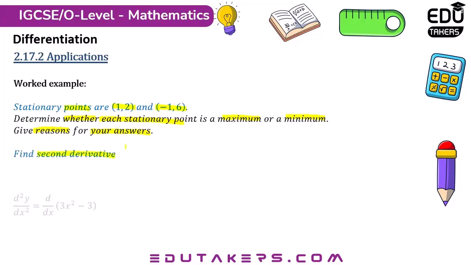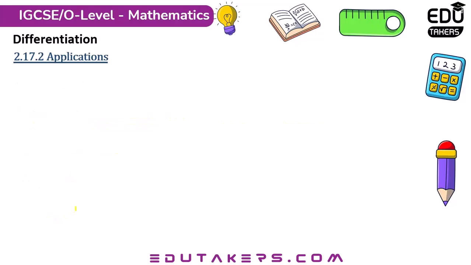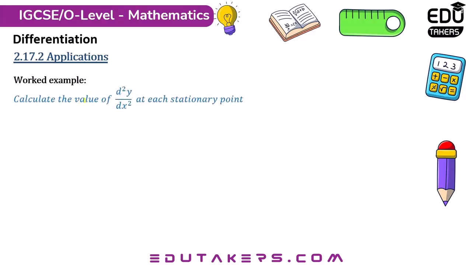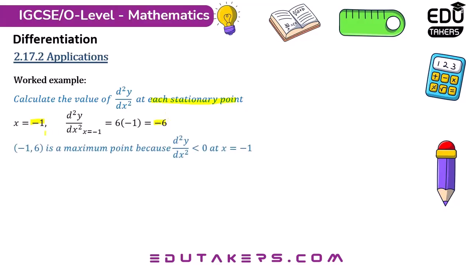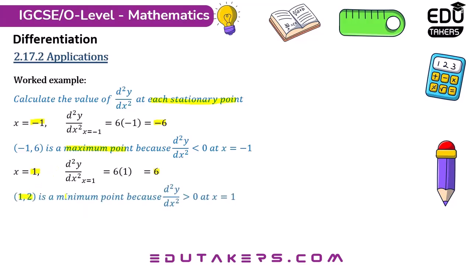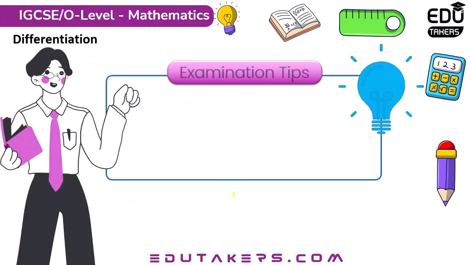Find the second derivative. The second derivative is 6x. Calculate the value at each stationary point. For x equal to -1, the second derivative at this point is -6. So (-1, 6) is a maximum point because the second derivative is negative. When x is equal to 1, the second derivative at this point is 6. So (1, 2) is a minimum point because the second derivative is positive at x = 1.